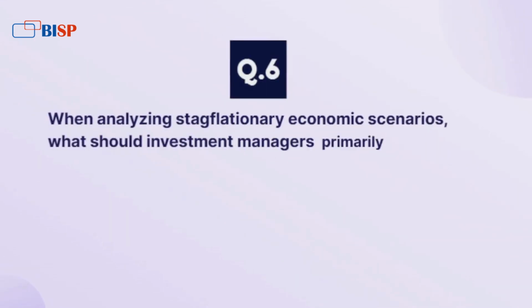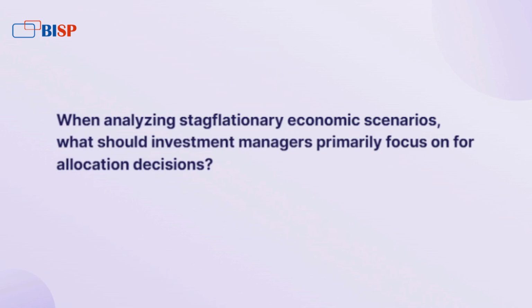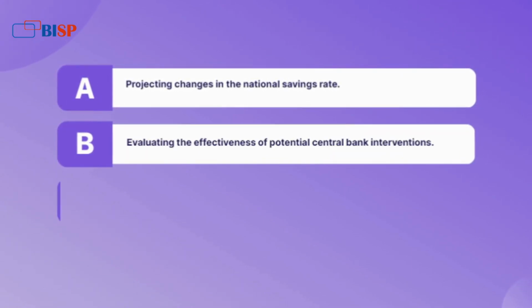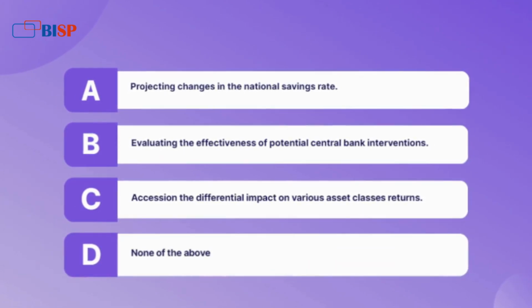When analyzing stagflationary economic scenarios, what should investment managers primarily focus on for allocation decisions? A. Projecting changes in the national savings rate. B. Evaluating the effectiveness of potential central bank interventions. C. Assessing the differential impact on various asset classes' returns. D. None of the above.